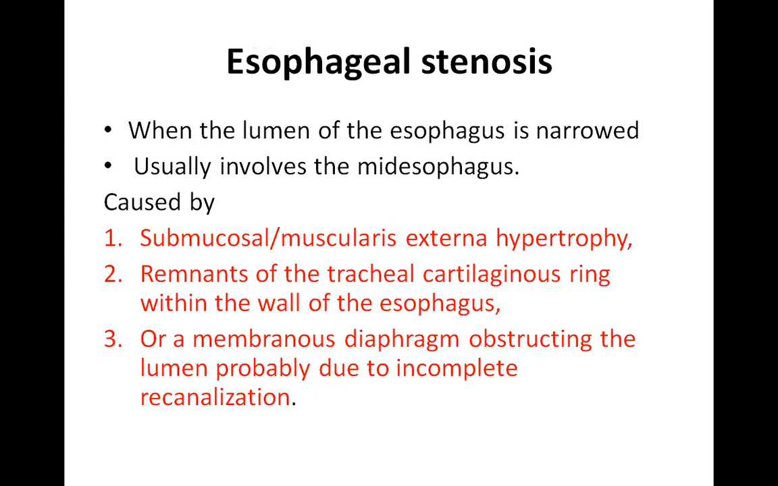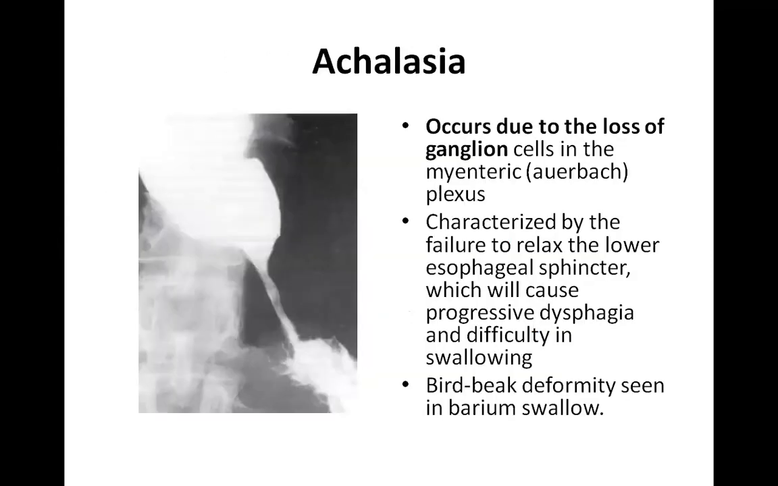Then we have esophageal stenosis, when the lumen of the esophagus is very narrow. It usually involves the mid-esophagus. The main cause is hypertrophy of the muscularis externa layer, or there may be remnants of the tracheal cartilaginous ring within the wall of the esophagus, and in rare conditions there may be incomplete recanalization of the esophagus. So all these are the causes of esophageal stenosis.